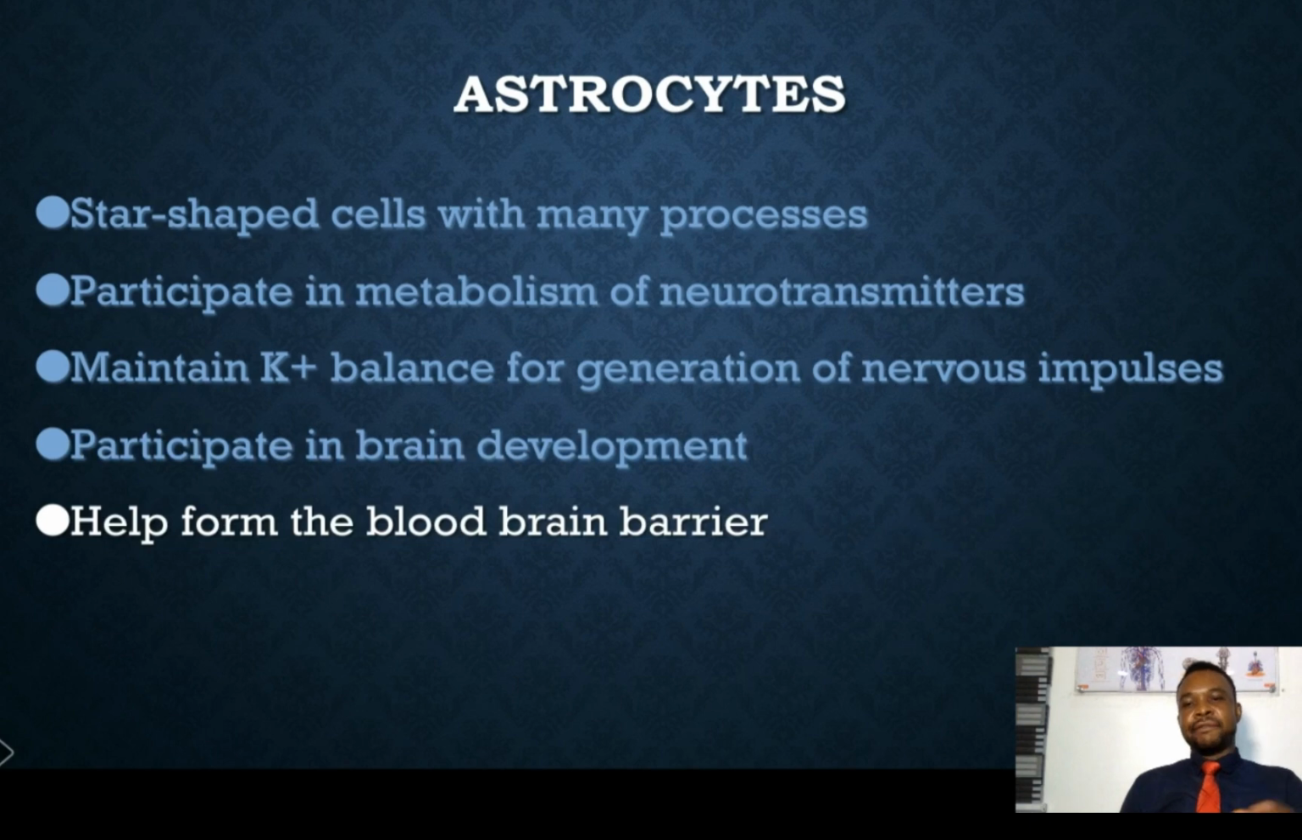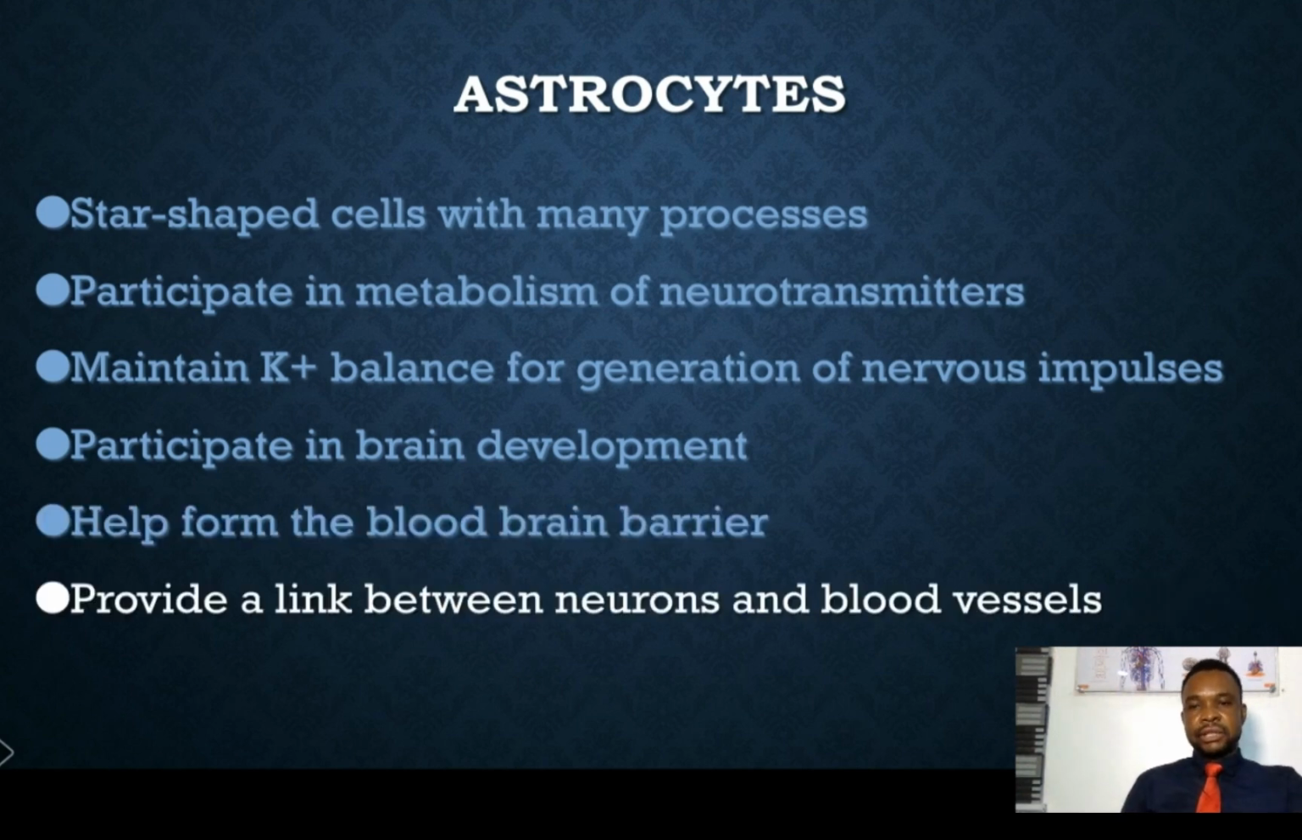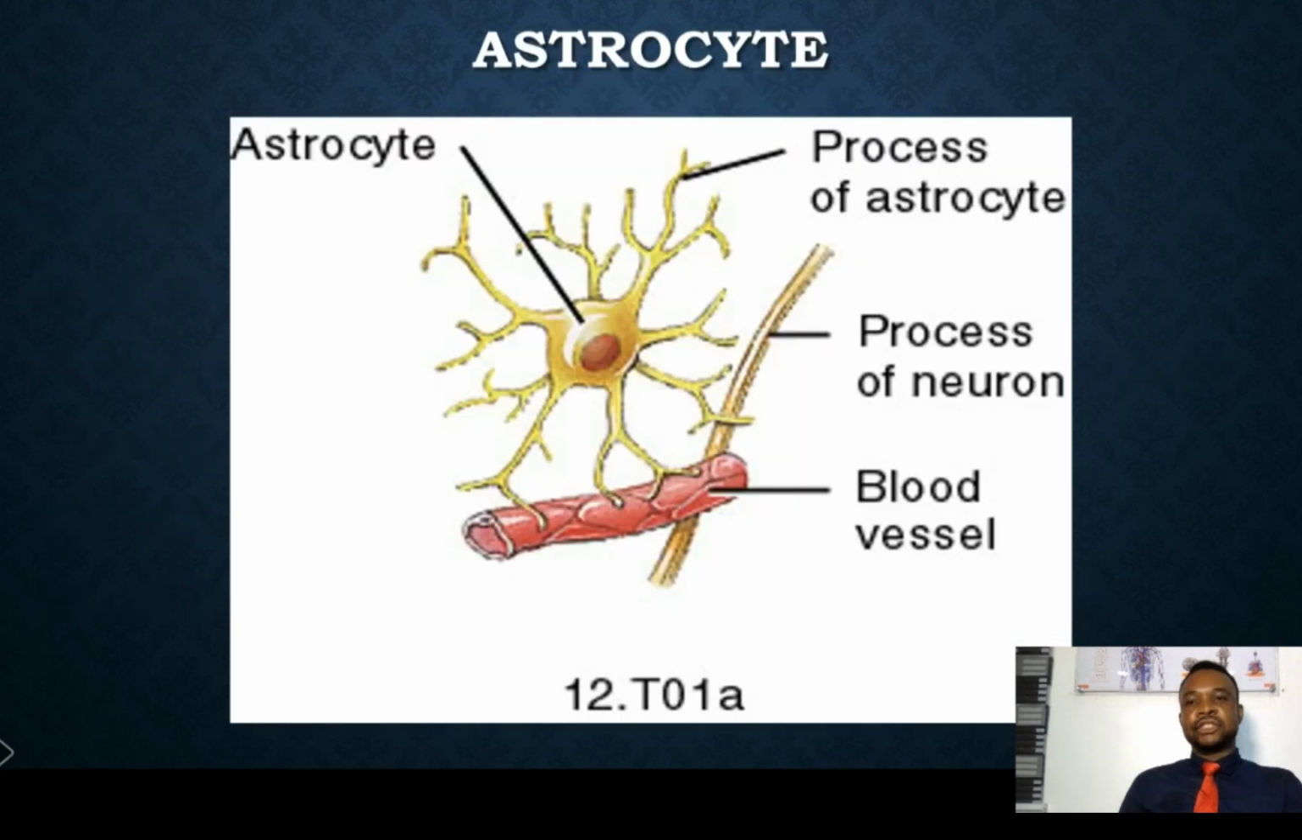They are involved in brain development and help in the formation of the blood-brain barrier, so that substances that are not needed in the brain can be filtered out from the blood without getting into the brain. So these are the functions. Another one is that they provide a link between neurons and blood vessels. So these are the various functions of astrocytes. Now, this is the structure of an astrocyte. You can see it looks like a cell with numerous processes.